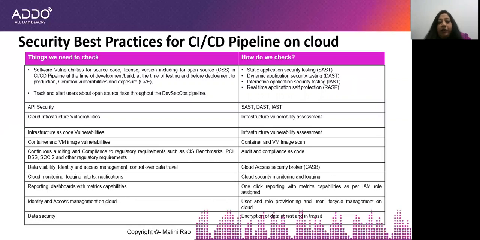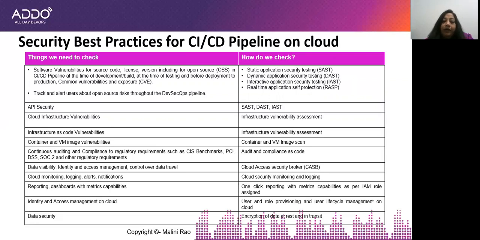Then you need to perform continuous auditing and compliance to regulatory requirements such as CIS benchmarks, PCI DSS, SOC 2, and other regulatory requirements. You need to make sure audit and compliance as code is embedded into the CI/CD pipeline. Then data visibility, identity and access management, and control over the data traveling within your CI/CD pipeline need to be ensured. You should have a good CASB, cloud access security broker, solution, which is built in and integrated into your CI/CD pipeline as well as your DevSecOps environment. The DevSecOps environment should be there between your cloud and your hybrid cloud environment.